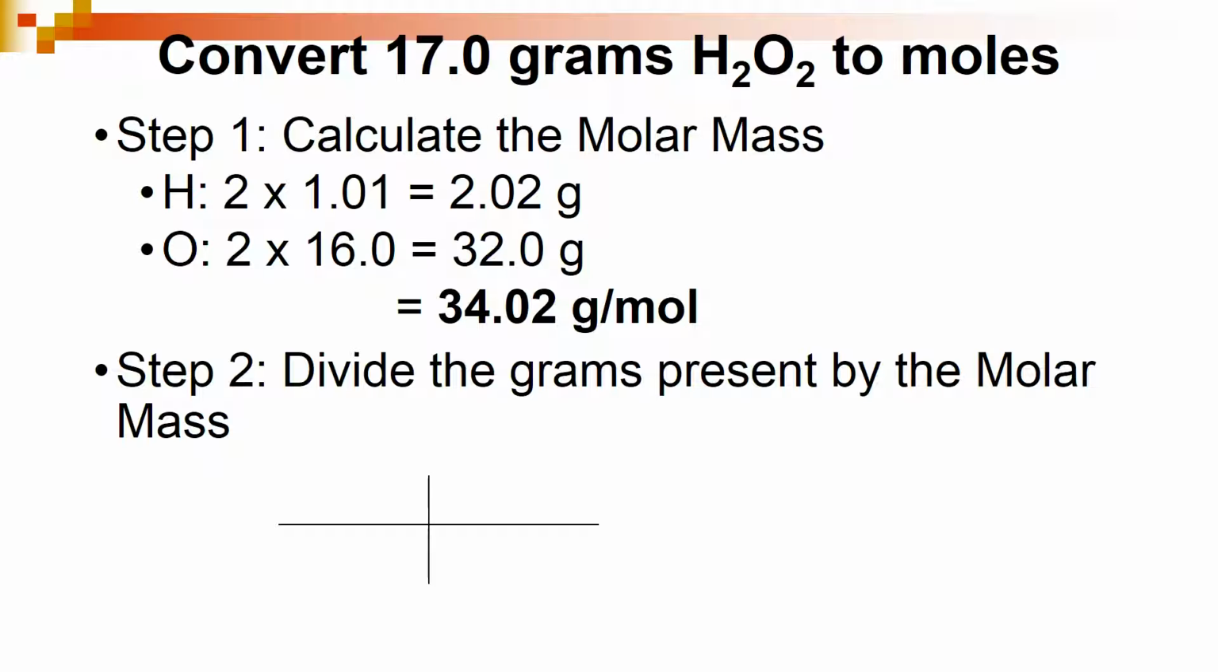So let's set up our conversion. We know that we're starting with 17 grams. So that needs to go in the top left of the conversion. Now, since we have grams in the top of the conversion, we need to also have grams in the bottom of the conversion. So if there's 34.02 grams in 1 mole, then we need to put the 34.02 grams on the bottom. That means the 1 mole goes on top.